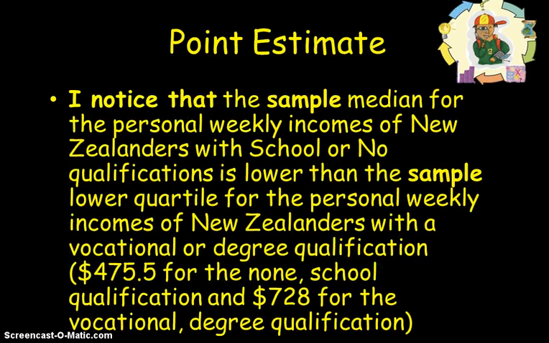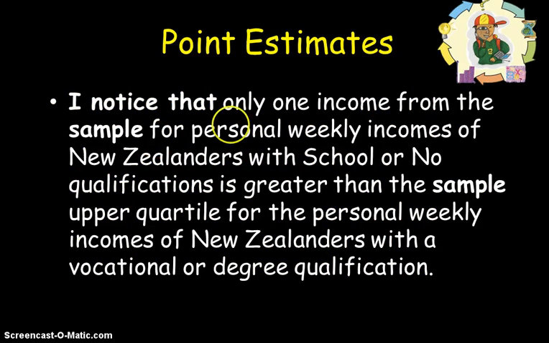Point estimate. This is just looking from one point to another. I've got a few of these. This is just comparing, so in this case this is comparing the median for the personal incomes, which is lower than the sample lower quartile. So this is comparing the median to the lower quartile. Sometimes it's quite interesting when you compare those, not just the medians. You can compare just the medians.